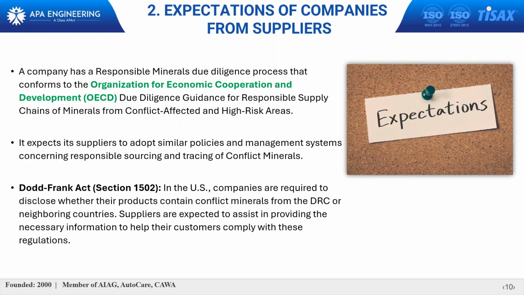Companies are expected to adopt due diligence processes based on OECD guidelines. In the US, regulations like Dodd-Frank Act Section 1502 mandate transparency in sourcing. Suppliers play a crucial role here by providing accurate and timely information to support compliance efforts. This collaboration ensures ethical practices throughout the supply chain.